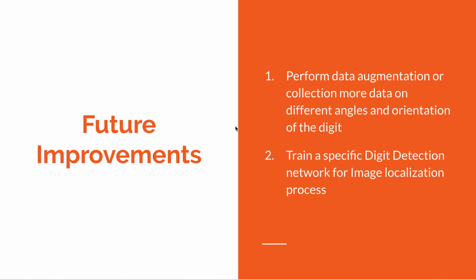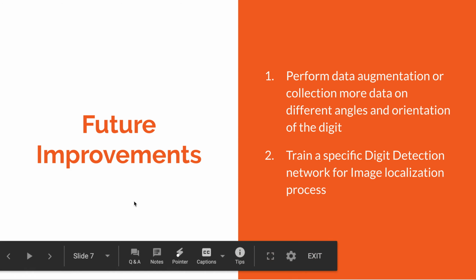So the future improvement of this project is that I should perform more data augmentation and collect more data on different angles and orientations to make the classifier better. And also, I would want to train a separate digit detection network for image localization to make it work, basically, hopefully. Yeah, thank you very much.